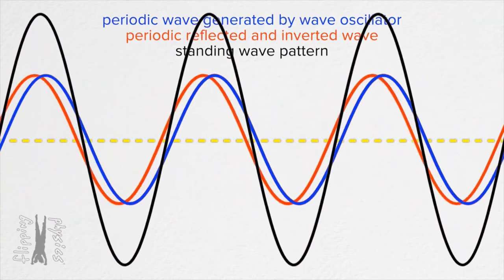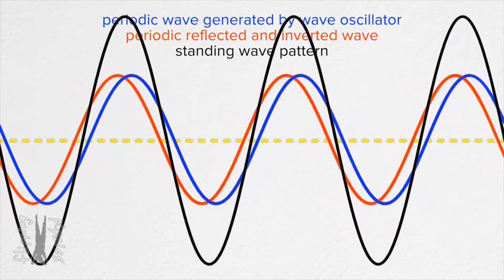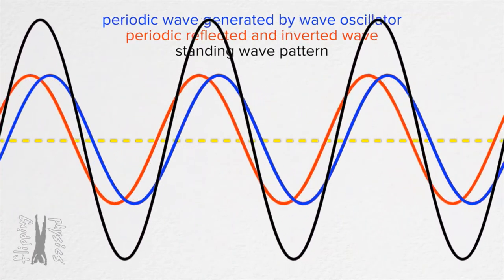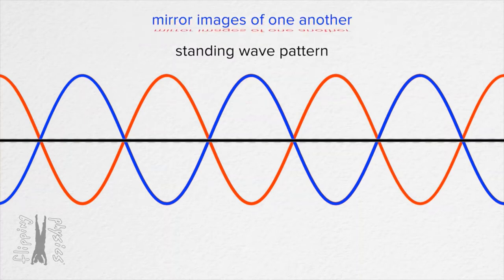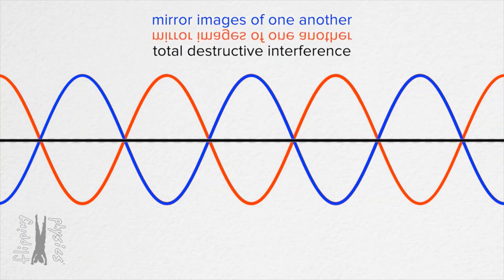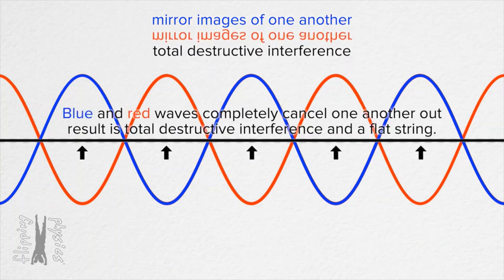Now, let's pause the animation to discuss what happens at specific points. With the waves paused here, Billy, tell me what you see. At this point, the red and blue waves have the same amplitude, but are mirror images of one another. Then we get total destructive interference. Right. The red and blue waves completely cancel one another out, and the result is just a flat string.